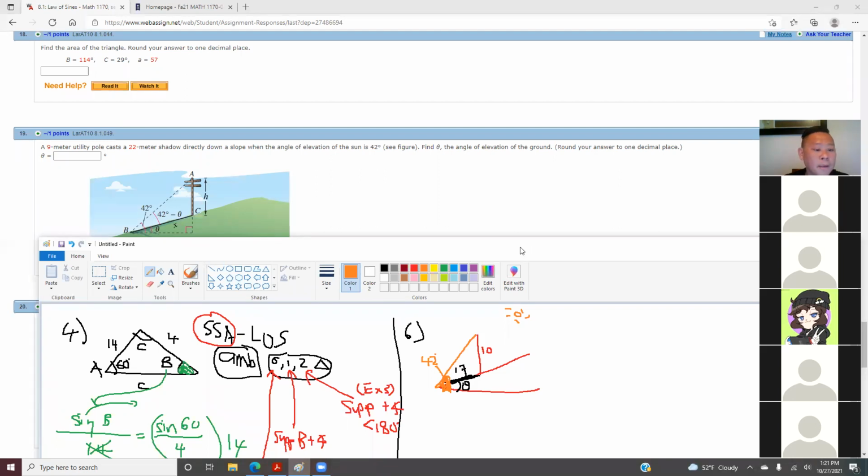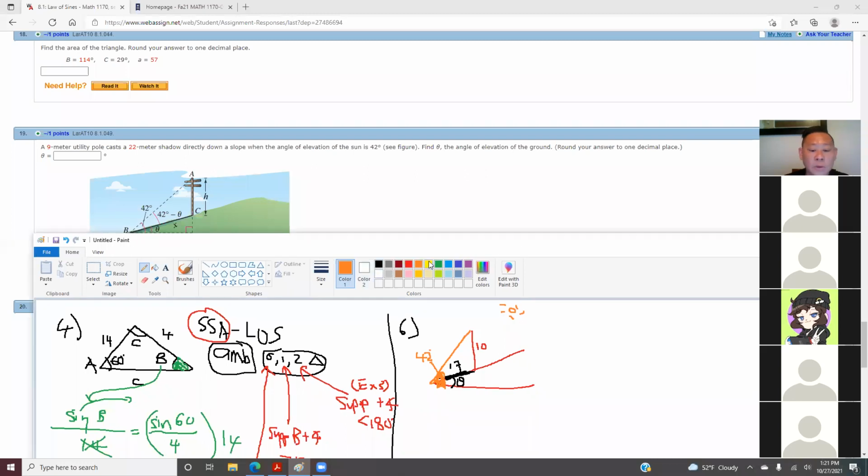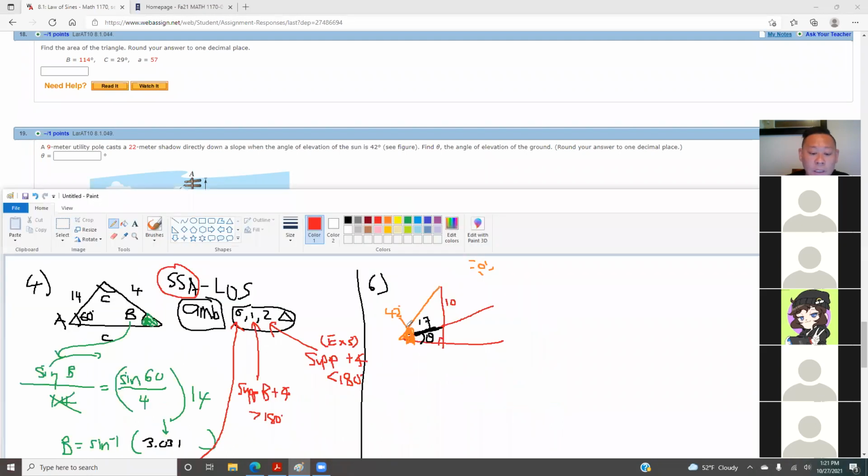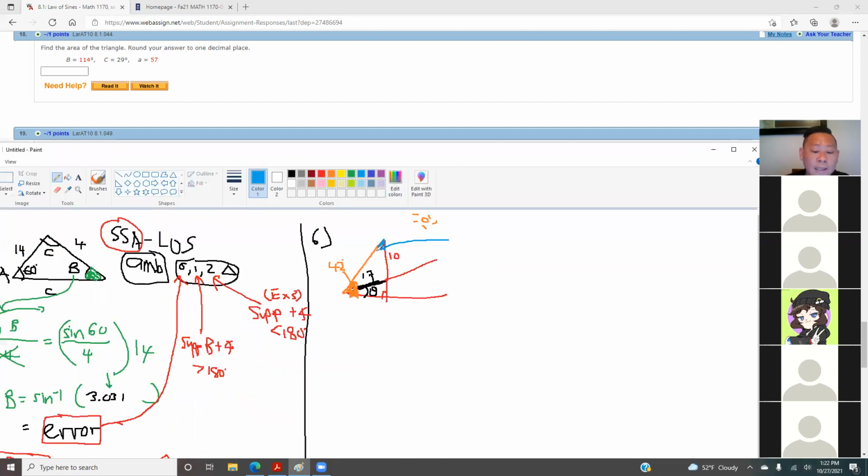So this is 90 degrees right here. Let me make it nicer. This is 90 degrees. What we need to do here is figure out what this angle theta is. We know this angle across here, so let's find this angle here. How do you find this angle?